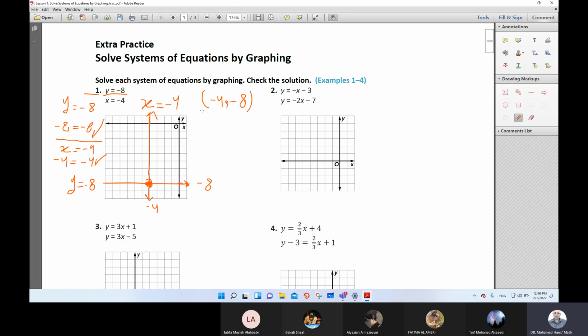Okay. So this is a true solution. I will solve the second example, then you will solve exercise number 3, okay? So focus with me very well.